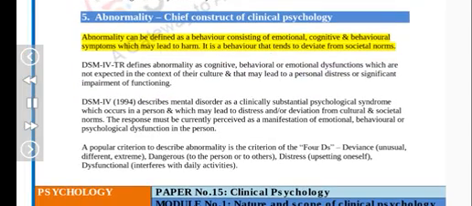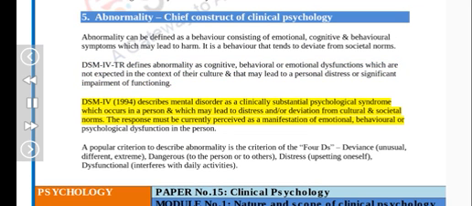Abnormality can be defined as a behavior consisting of emotional, cognitive and behavioral symptoms which may lead to harm. It is a behavior that tends to deviate from societal norms. DSM-IV-TR defines abnormality as cognitive, behavioral or emotional dysfunctions which are not expected in the context of their culture and that may lead to personal distress or significant impairment of functioning.